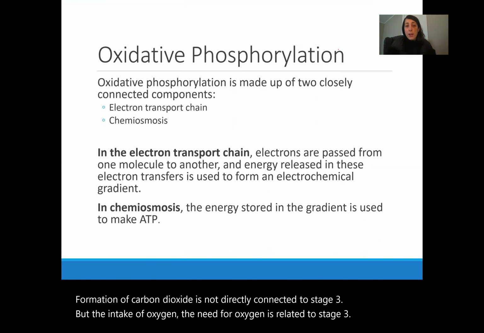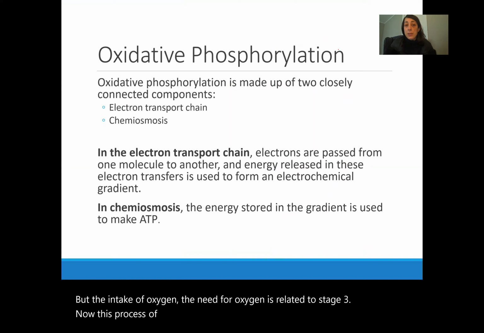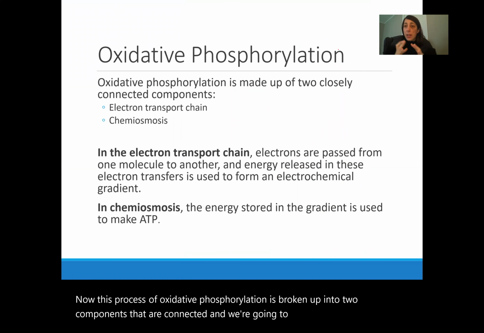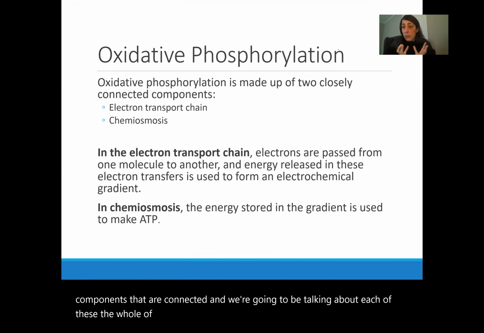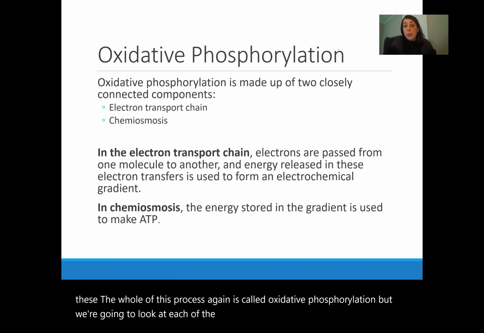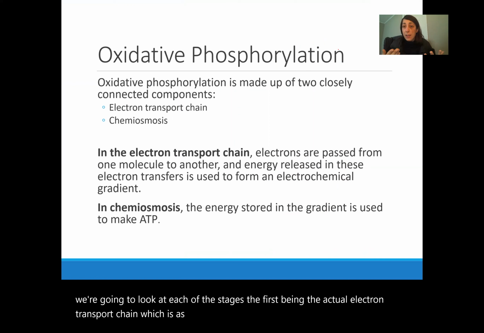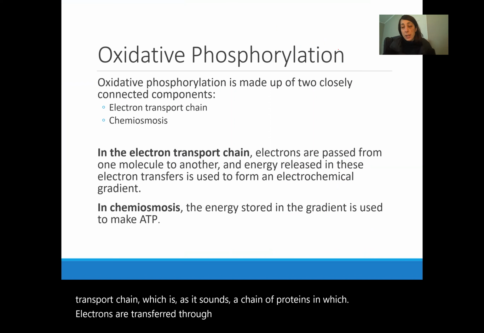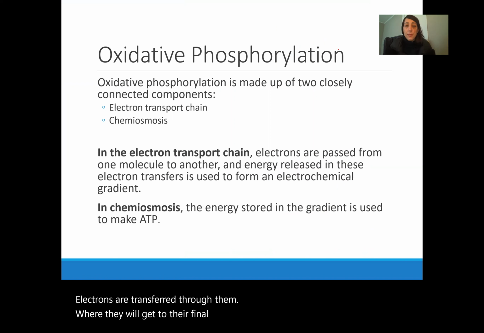Now, this process of oxidative phosphorylation is broken up into two components that are connected. And we're going to be talking about each of these. The whole of this process is called oxidative phosphorylation, but we're going to look at each of the stages. The first being the actual electron transport chain, which is, as it sounds, a chain of proteins through which electrons are transferred, where they will get to their final destination. And then the second portion, which is chemiosmosis, where you're actually making the ATP.